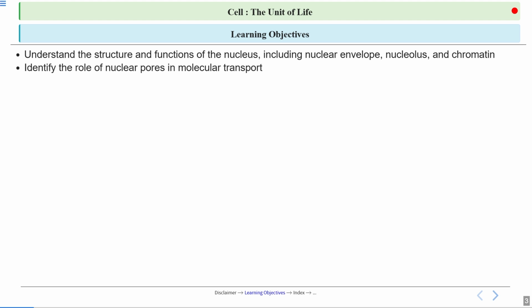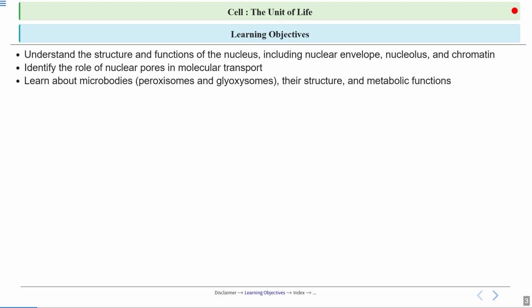The nuclear membrane consists of some pores. Nuclear envelope or nuclear membrane, that's the same thing. These pores are involved in molecular transport, and we'll talk about this also. We will talk about the microbodies also. Within these microbodies, we'll be talking about the peroxisomes and glyoxysomes, their structure and metabolic functions. We will also understand the significance of these organelles in cellular processes. These organelles play a very crucial role, so we'll talk about their functions as well.